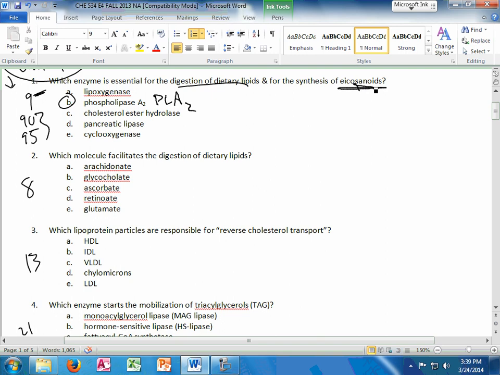So which molecule facilitates the digestion of dietary lipids? It's kind of on one random slide by itself. It's the bile salt, glycocholate. Everything else doesn't really have anything to do with dietary lipids. So it's just a matter of can you recognize what the bile salt is.